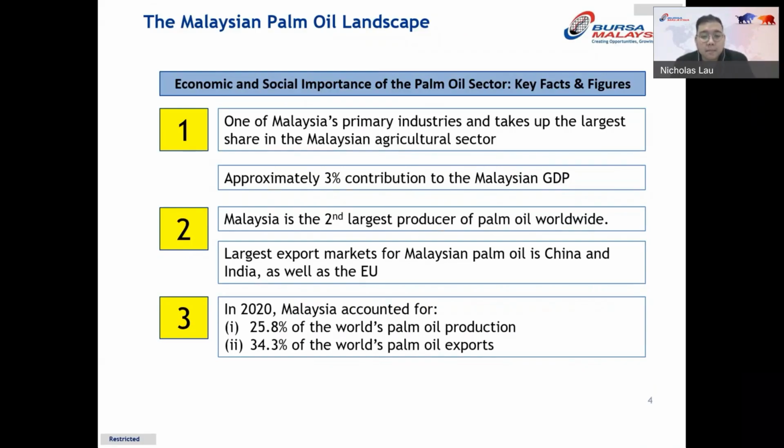And just some numbers for you guys. In 2020, last year, Malaysia accounted for 25.8% of the world's palm oil production and 34.3% of the world's palm oil exports. So just some facts and figures, food for thought for everyone.